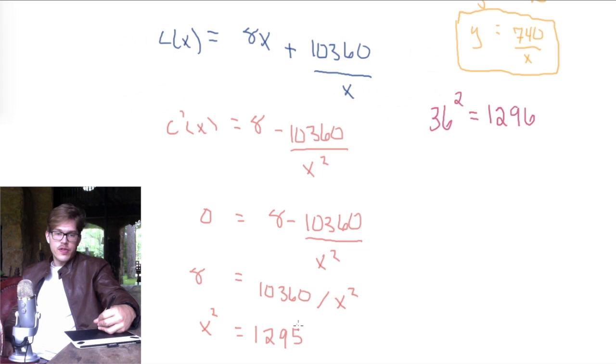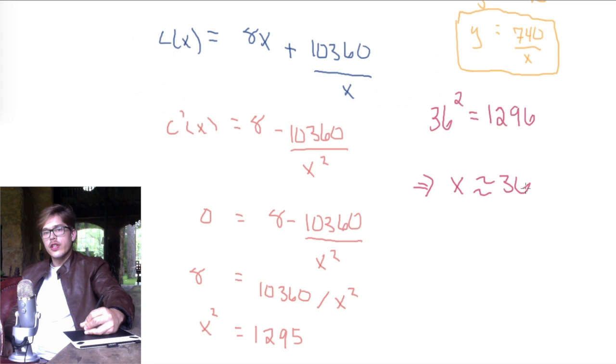And so this is awfully close to this. So let's go ahead and say that x is equivalent to 36. Okay? And so what is our y? Well, we know that our area was 740.